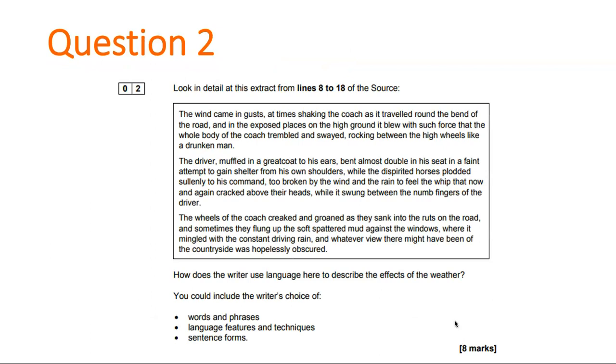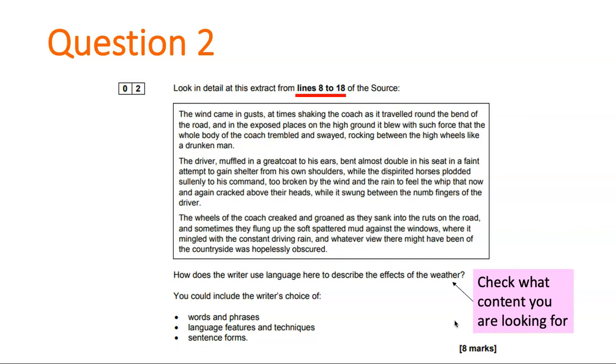You will see that they actually give you the extract they want you to look at on the page. So we're dealing here with lines 8 to 18, and that is the extract below. This means that you don't actually need to consult the source and go back through the source. It's here for you, which is fantastic. And then you need to think about, what am I actually looking for? So here is the question. How does the writer use language here to describe the effects of the weather?